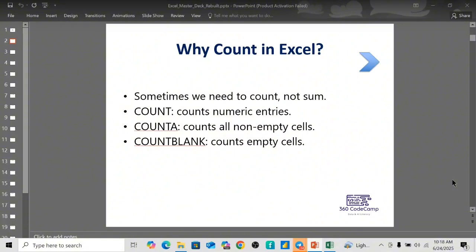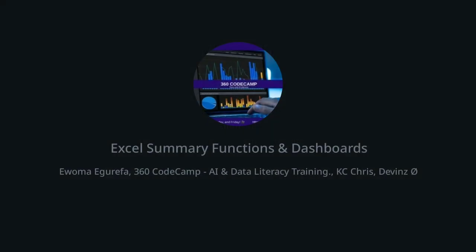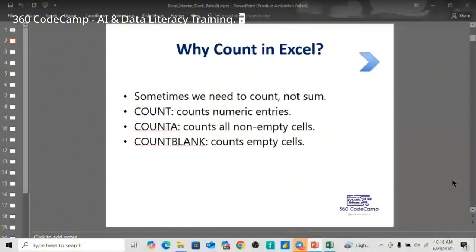So for example, how many orders were shipped to maybe Kaduna, to Ghana, to wherever location your business or your product is, or your order came from. Or how many entries are missing in our data. That's where the count functions come in.